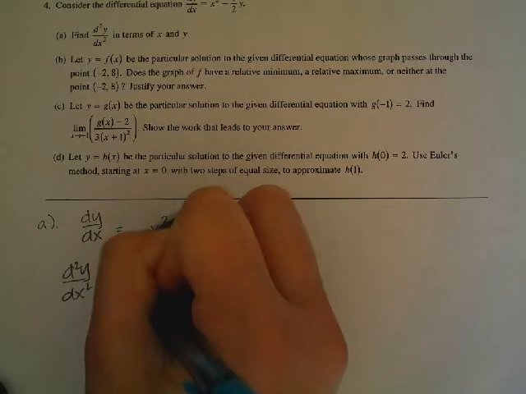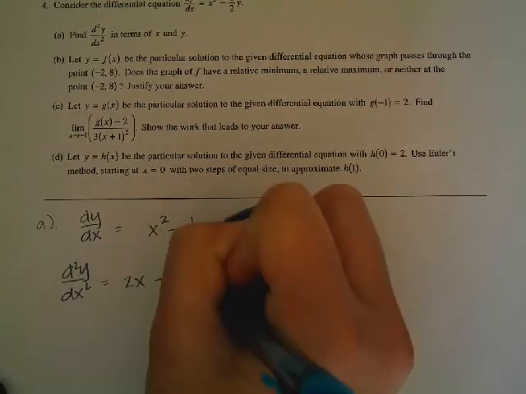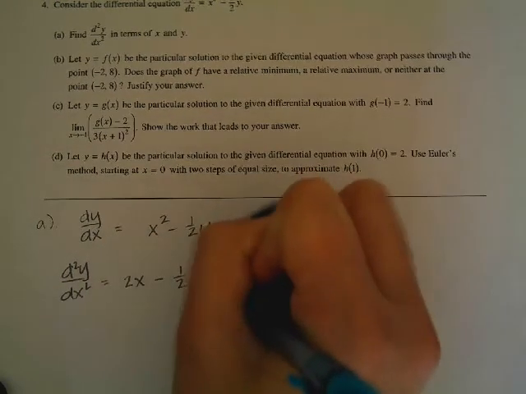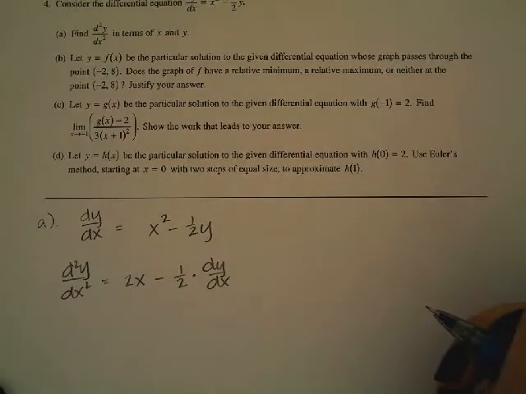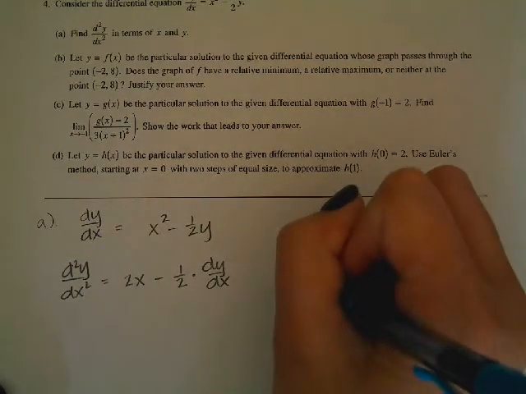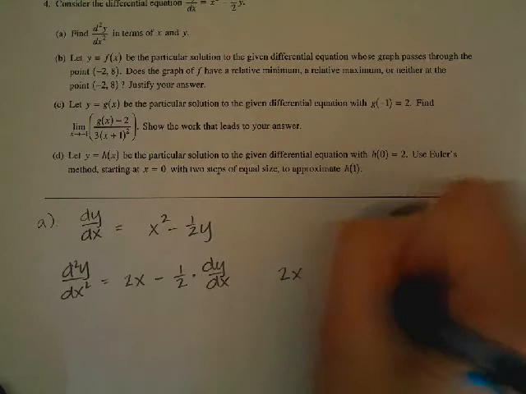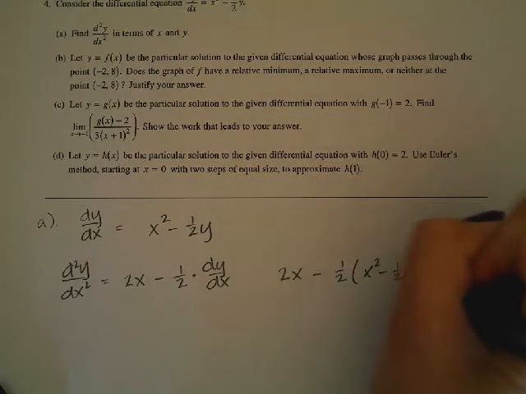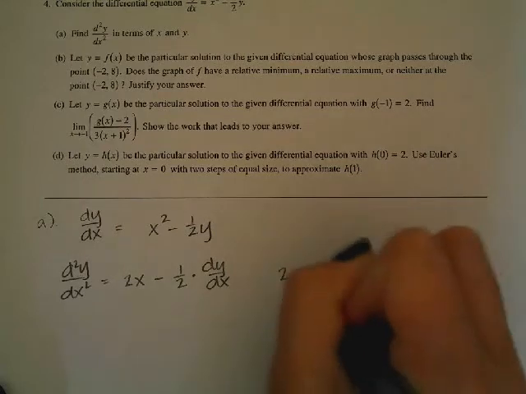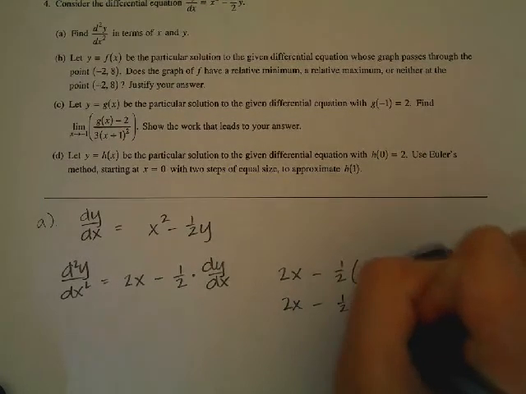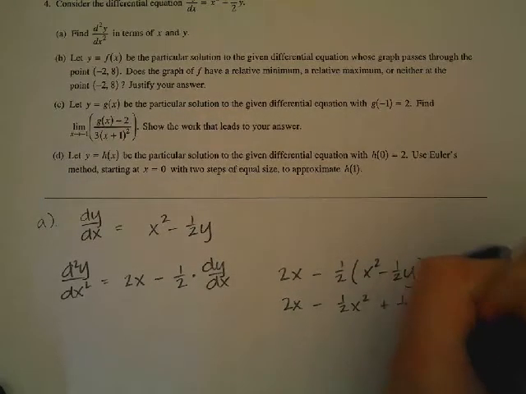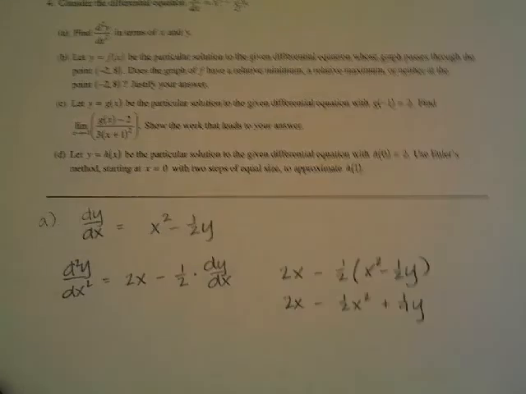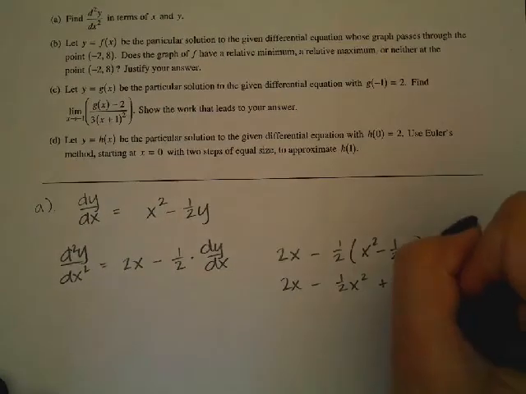is 2x minus 1/2, and then the derivative of y is dy/dx. So that means that what I have for my second derivative is (2x minus 1/2) times (x squared minus 1/2 y). And you can leave it like that with parentheses, or you can distribute. It really doesn't matter. So both of those answers should be good, get you full credit.